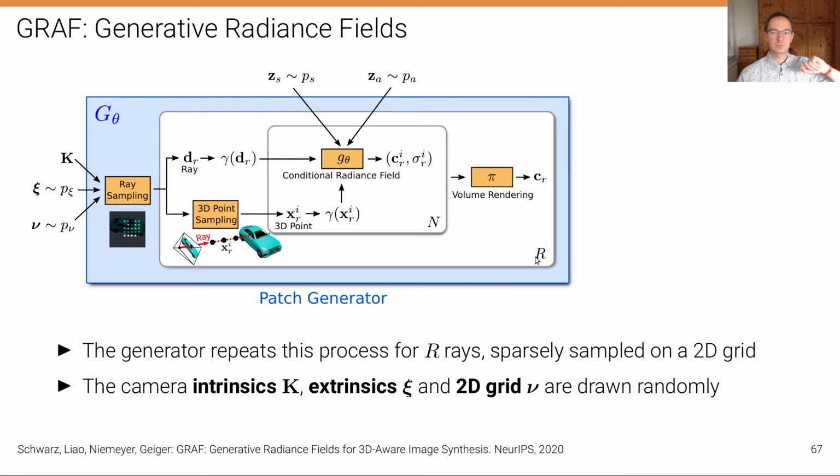And that is what we have here with R. This plate denotes that we do this R times, where R is, let's say, 5 times 5, 25 times. K is the intrinsics. Xi is the extrinsics, that are also sampled randomly. In this case, we assume the intrinsics are known, but you can also sample the intrinsics. And this new parameter here is responsible for placing this sparse sampling grid on top of the image plane, which determines where the rays are located that we sample from.